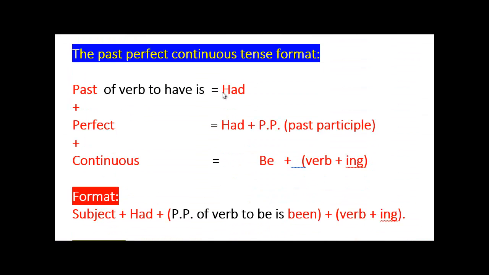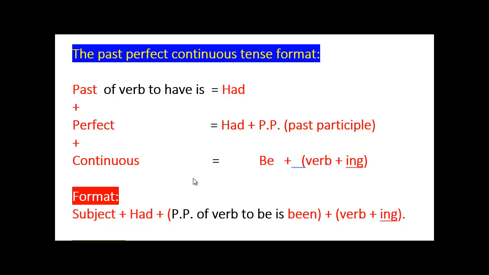In order to create a format for the past perfect continuous, as we can see here, past plus perfect plus continuous. So the past of, because the perfect, we're talking about verb to have. So the past of verb to have is had. So had, perfect means verb to have, or in the past, plus pp, past participle. And then plus continuous. Continuous, we need verb to be plus verb plus ing. Add them together, perfect plus continuous.